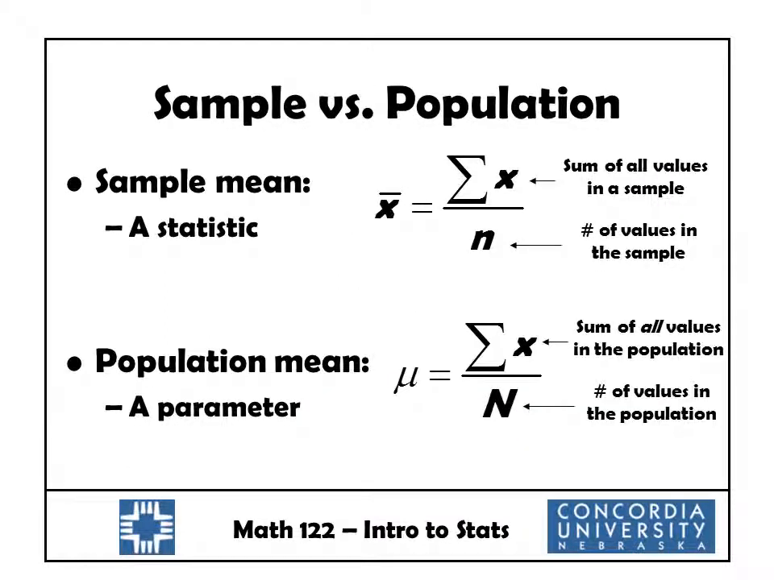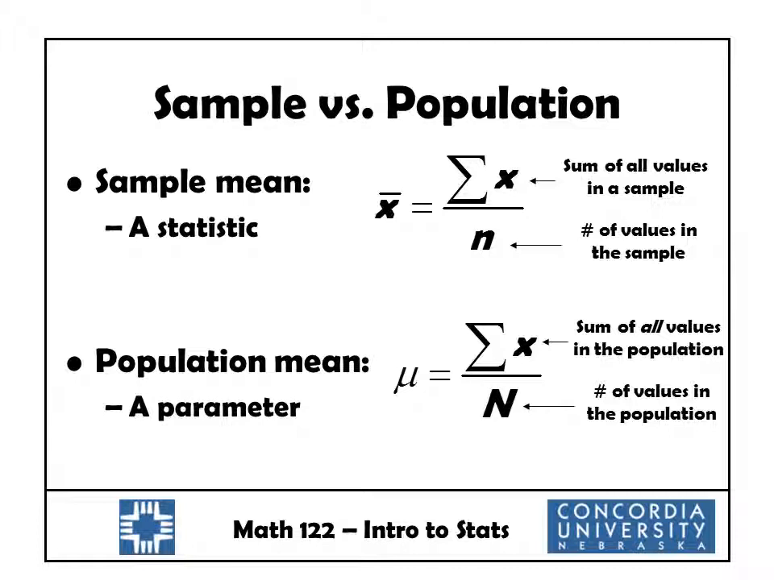When we calculate means, we have 2 different types of means: sample means and population means. A sample mean is denoted x bar, so we add up all the values in a sample and divide by the number in the sample. That is a statistic because it's calculated using information from a sample. If we have values from every single member of the population, we add them up and then divide by capital N, the number of values in the population. We get a population mean, which is denoted by the Greek letter mu. That is a parameter because it is calculated based off information from every single member of the population.